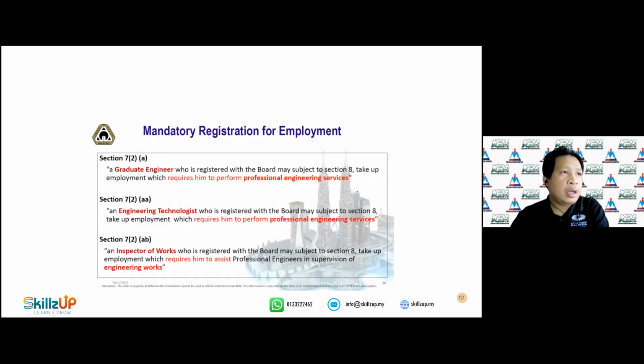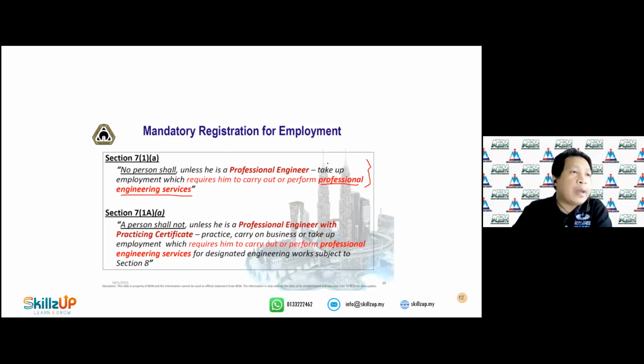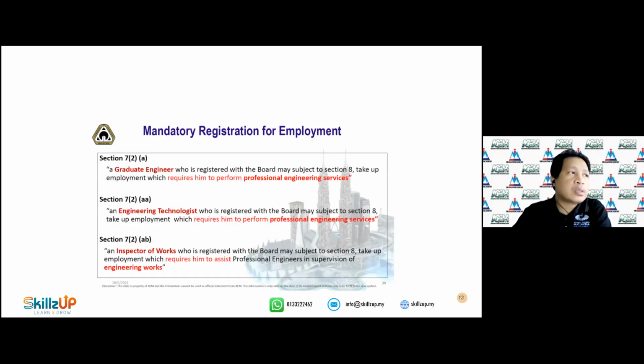Okay. Another item related to the Act as well. A graduate engineer who is registered with the board may, subject to section 8, take up employment which requires him to perform professional engineering. Alright, so there are different things. As far as you can see, we can take up employment, we can do other people's jobs, right? But this one actually is to perform the engineering work, right? A graduate engineer who is registered with the board of engineers may, subject to section 8, take up employment which requires him to perform professional engineering.